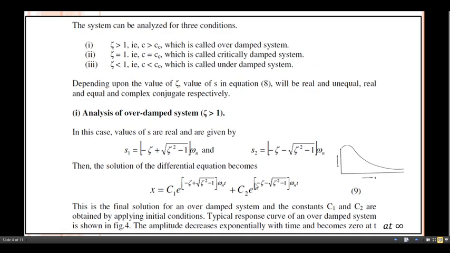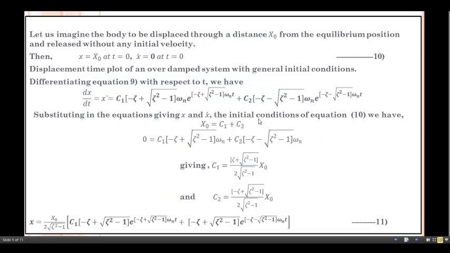Sorry, we are just focusing on equation number 9. This term c2 will remain as it is. You have to differentiate this term with respect to time t. So this term comes here and the rest of this term will remain as it is. So here you can get c2 into minus zeta minus square root of zeta square minus 1 omega n. This term comes here, and e raised to this term will remain as it is.